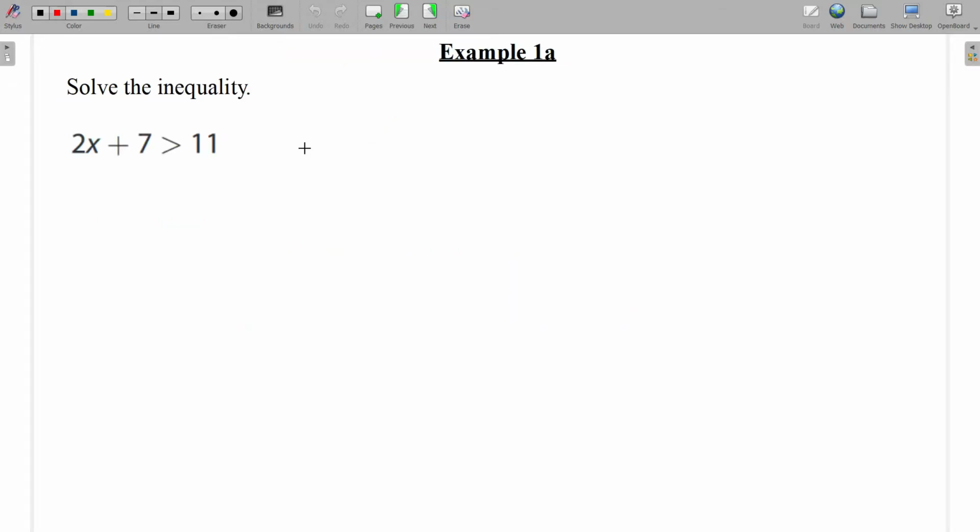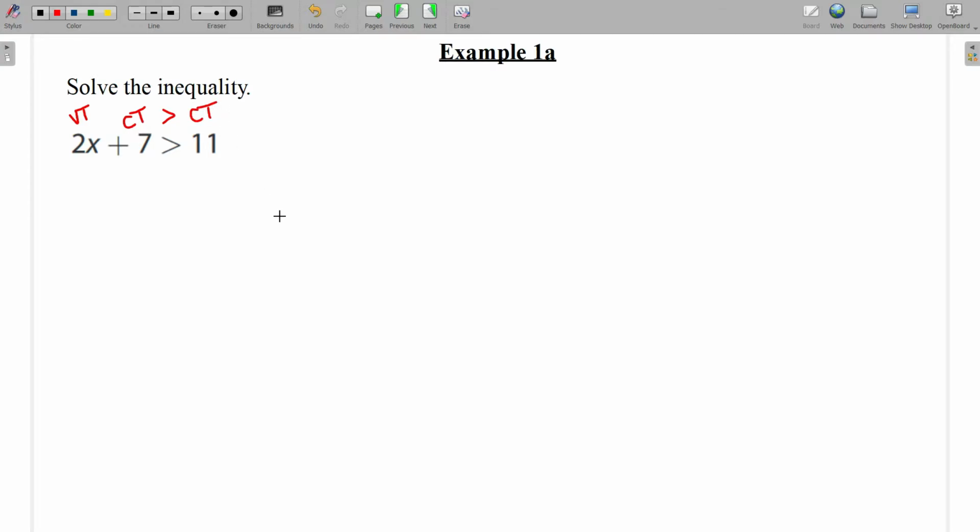In example 1a, we're asked to solve the inequality, and we're given 2x plus 7 is greater than 11. So the first thing we're going to do in solving this inequality is go through and evaluate what terms we have and where they are located in reference to the inequality. So 2x is going to be a variable term. I'm going to denote that with VT. 7 is a constant term because it does not contain any variable. We have our inequality sign, and then 11 is going to be a constant term.